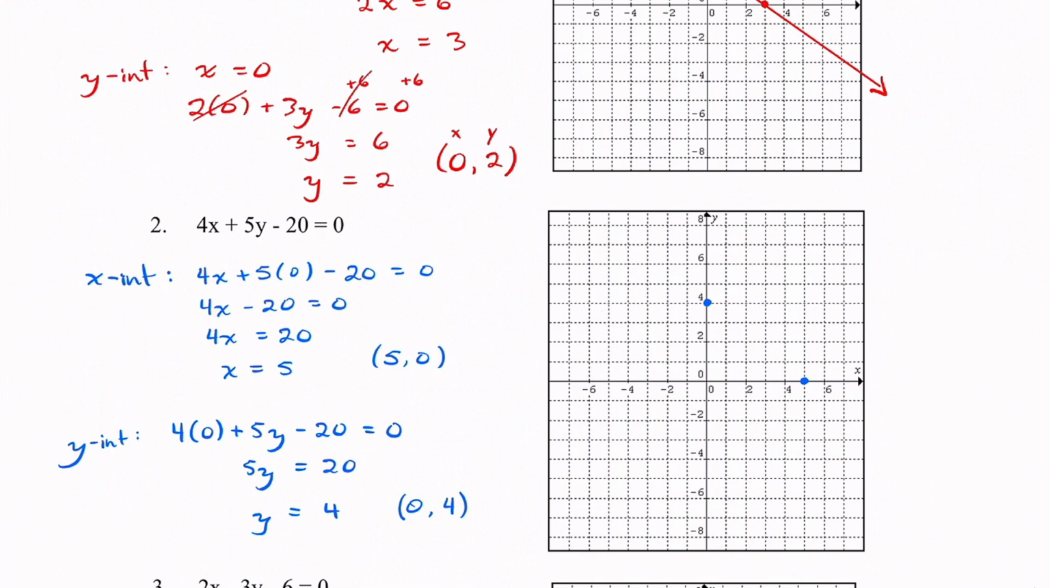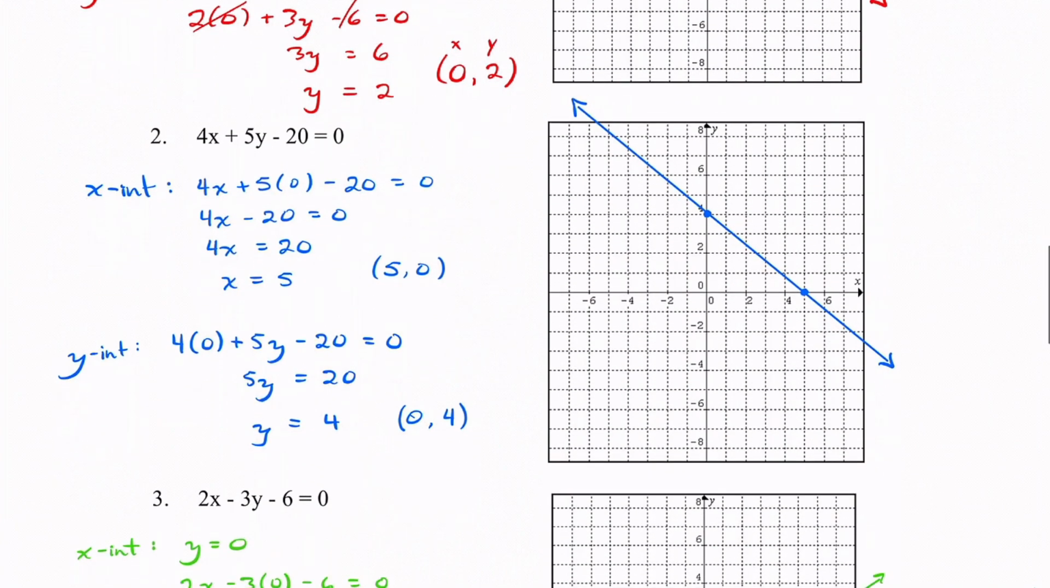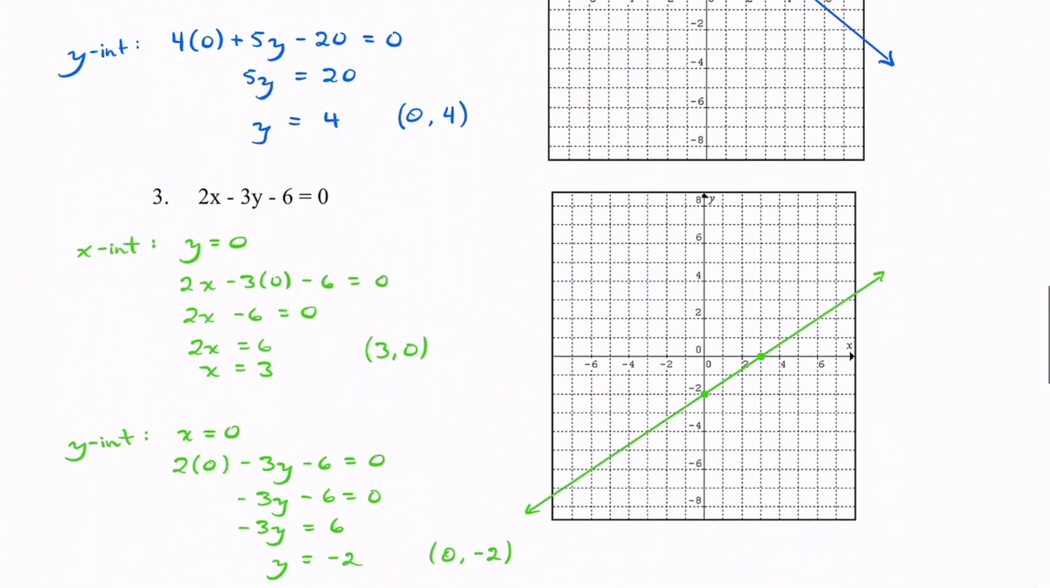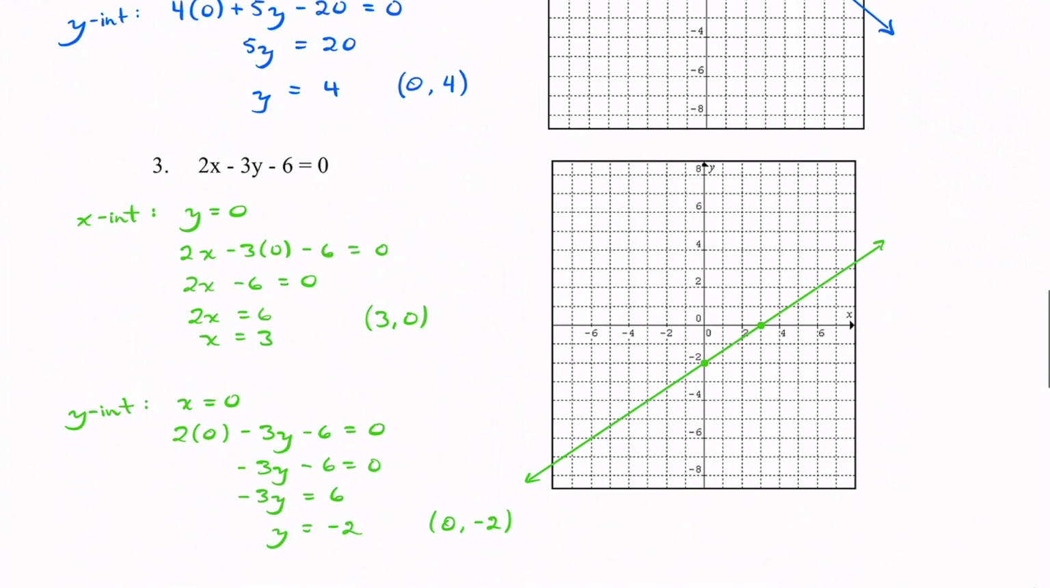And again, once you got your 2 points, take your ruler, draw your line through your 2 points. And then don't forget those arrows at the end of the line. I also have down here at the bottom a third example. So if you wanted to look at a third example or practice another one, you could look at that one, and there's the solution for that one.